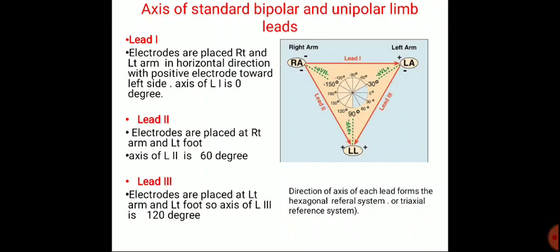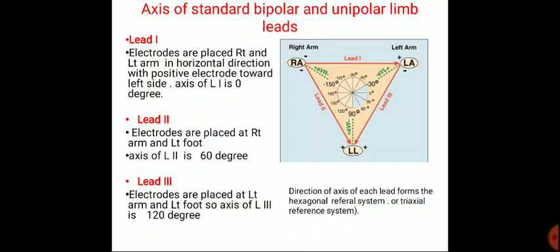When we see the axis of the standard bipolar and unipolar limb leads, lead 1 electrodes are placed at the right and left arm in the horizontal direction, with the positive electrode toward the left side. The axis of lead 1 is 0 degrees. In lead 2, electrodes are placed at the right arm and the left foot, so it makes an angle of 60 degrees when we consider the heart as the center, the 0. So the axis of lead 2 is 60 degrees.